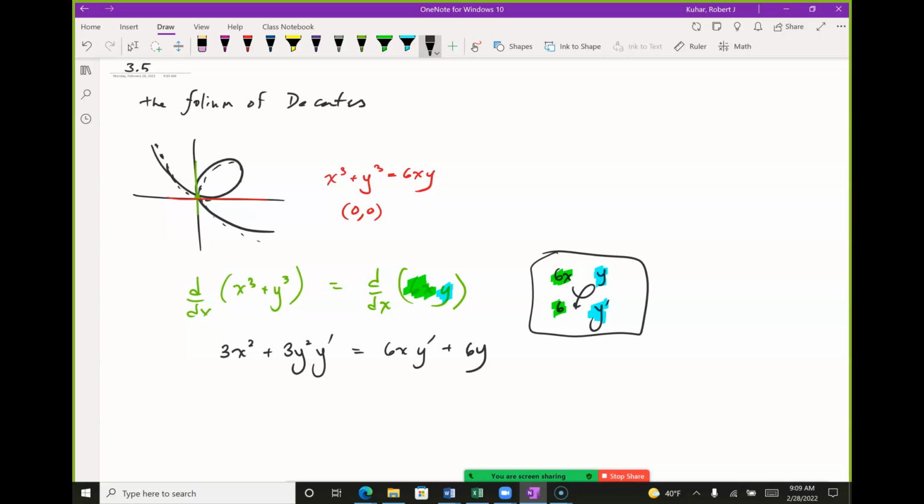I want to solve this for y prime. I have two choices. I always am trying to minimize the number of negative signs I have. So on this one, it doesn't matter. I'm going to move my y prime terms to the left. So I have 3y squared y prime minus 6xy prime, and my non-y prime terms to the right. So I have 6y minus 3x squared. Make sure everybody's with me there.